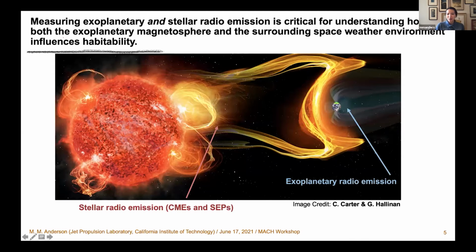So now stepping out from our solar system, we can think about this as a paradigm of exploring exoplanetary magnetic fields by measuring their electron cyclotron maser emission, and then also probing the stellar high energy particle environment by attempting to measure type 2 or type 3 radio bursts from other stars as a direct probe of coronal mass ejections and things like stellar energetic particle events.